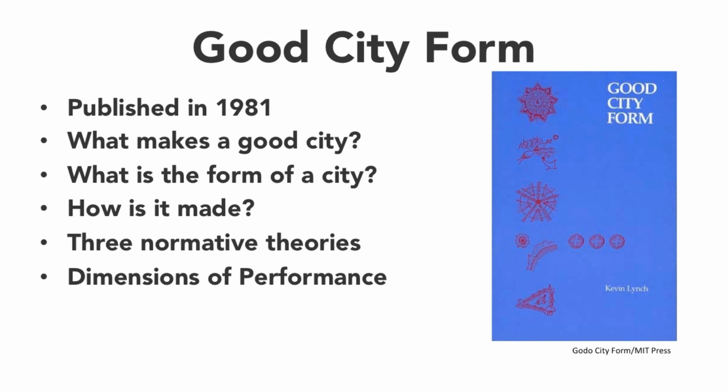Good City Form, which was published in 1981, is Lynch's last published book on his urban design theory, where he aims to answer what he refers to as a naive question: what makes a good city? His book discusses the form of a city and how it is made, and describes three theories which he proves inadequate, and then presents his theory of a good city form using what he refers to as dimensions of performance, in addition to meta-criteria.